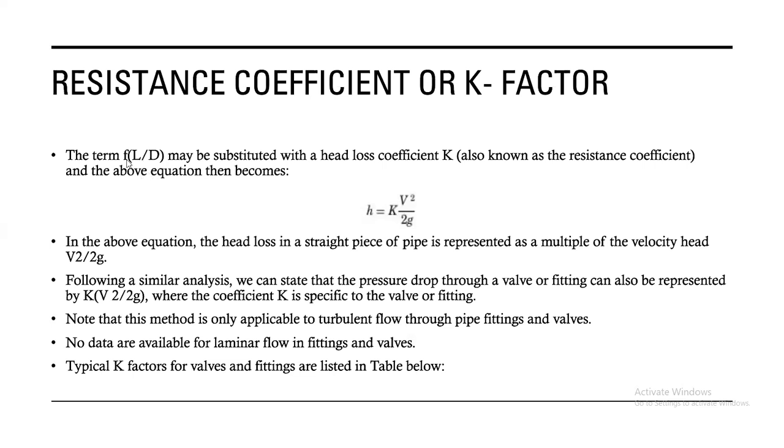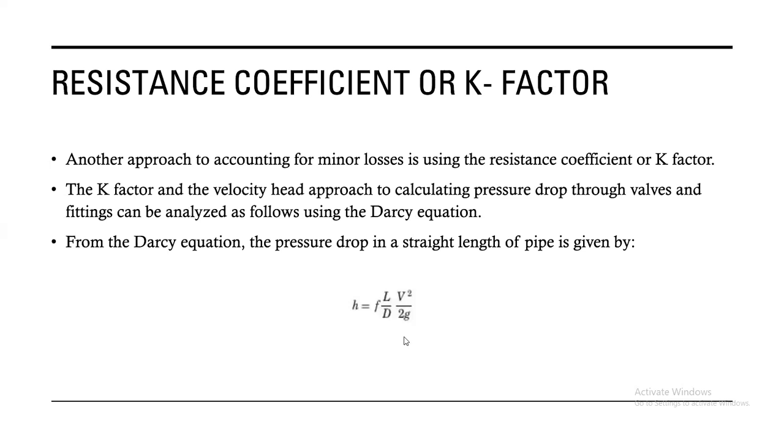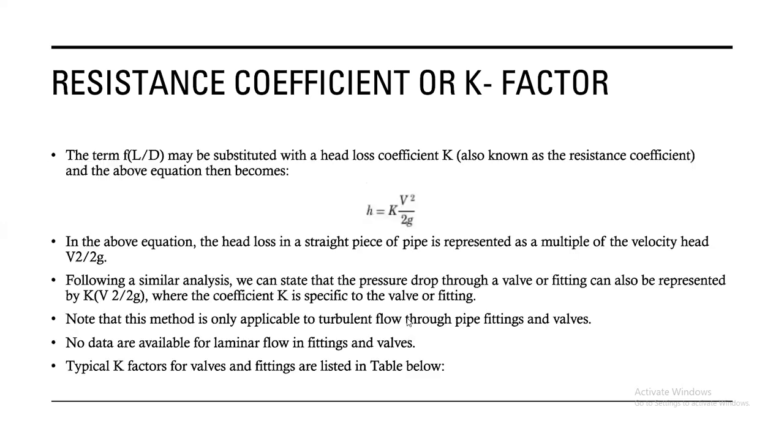So the term F L over D, right? Remember, F is the friction coefficient, L is the length of pipe, D is the diameter of pipe, V is the velocity, G is just the acceleration due to gravity, which is a constant. So that term may be substituted with the head loss coefficient K, also known as the resistance coefficient. And the above equation then becomes H equals K V squared over 2G.